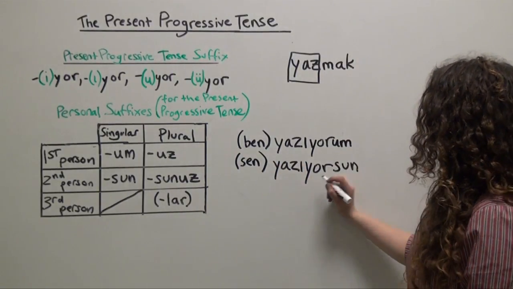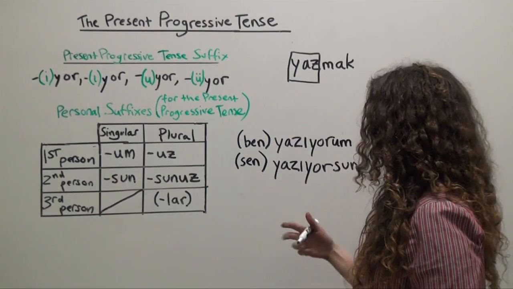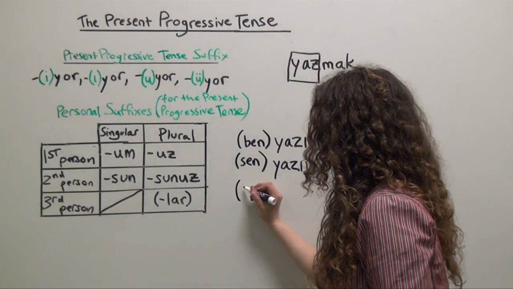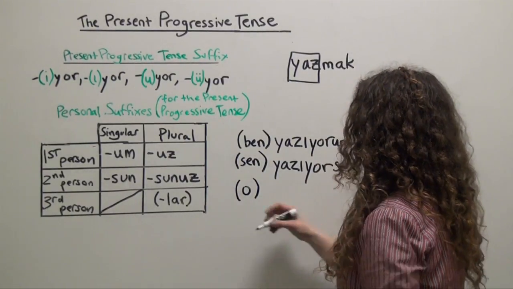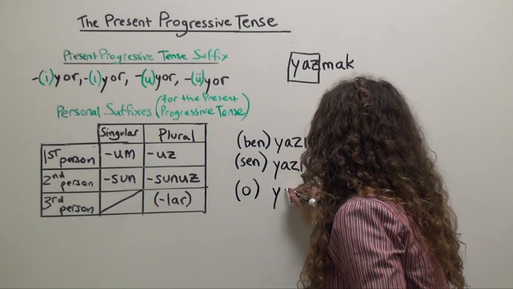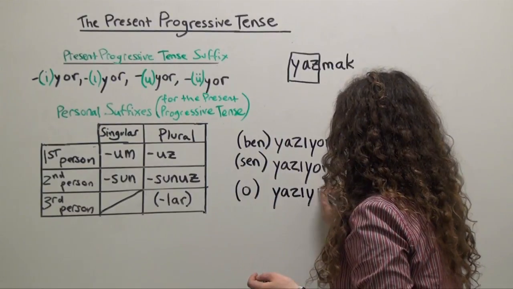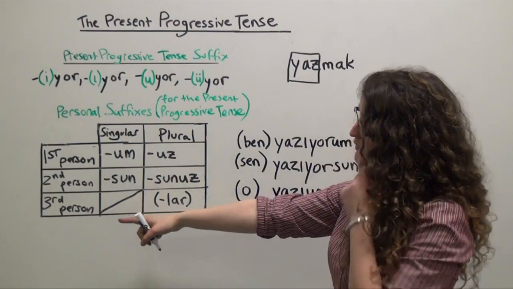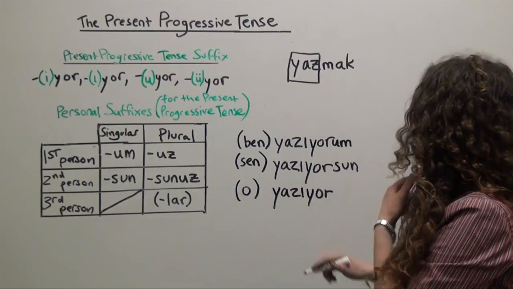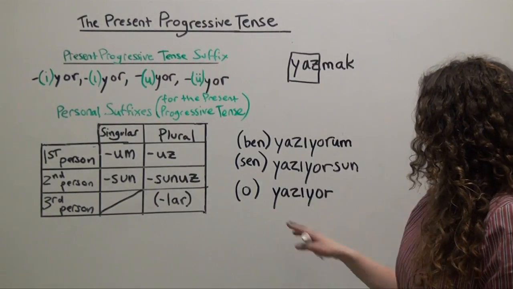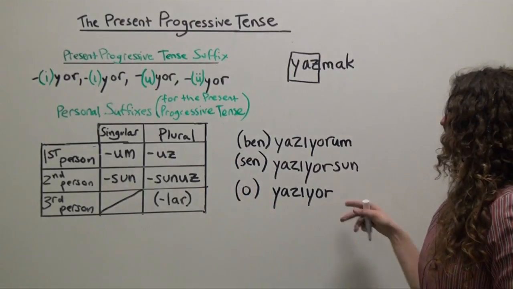So sen yazıyorsun. If he or she or it is writing, o, he, she, it, or you can use a name like Mehmet, Ahmet, yaz, ı, yor, and we don't have a third person singular personal suffix that we're going to use here, so you stop there. For he or she is writing, we simply say yazıyor, or o yazıyor.